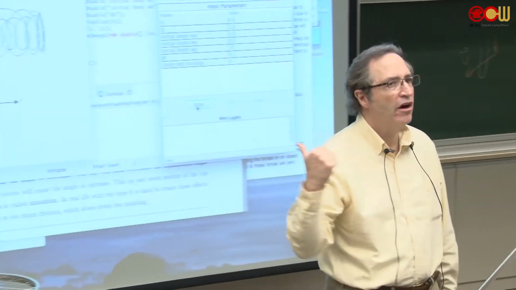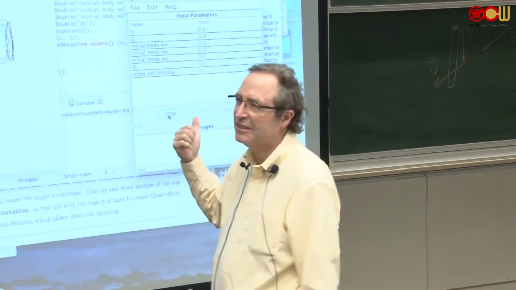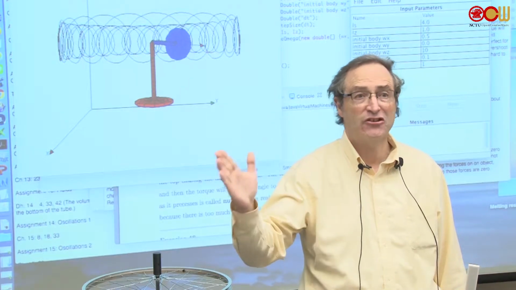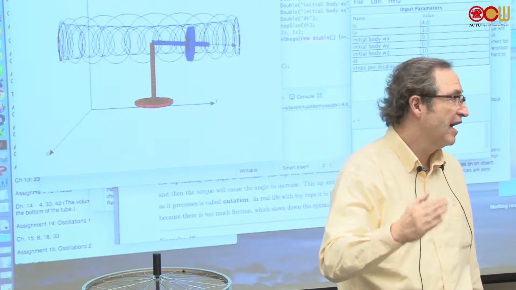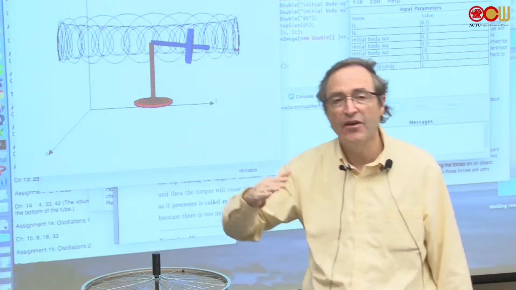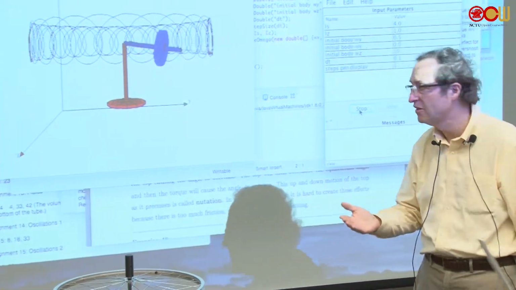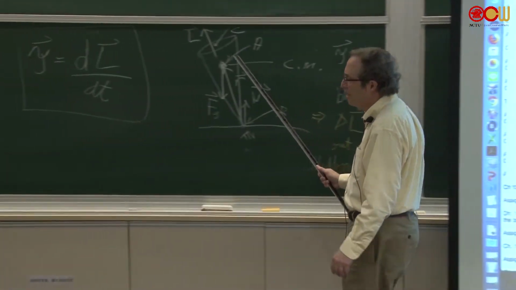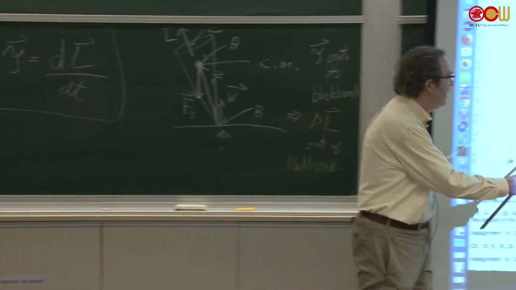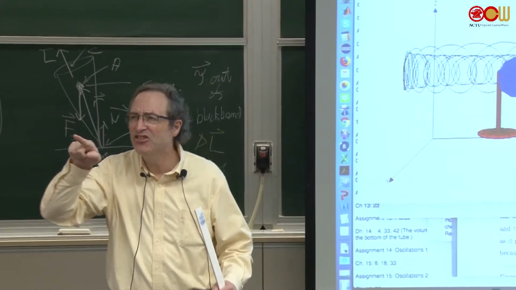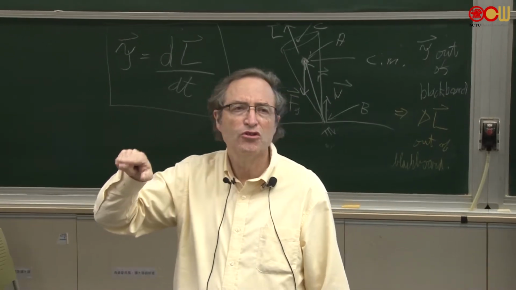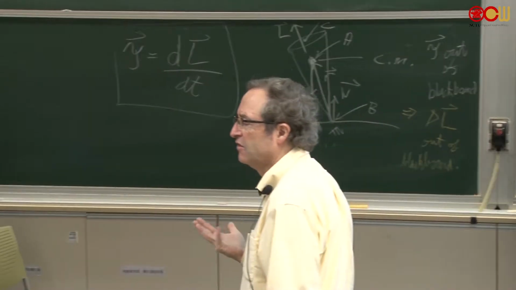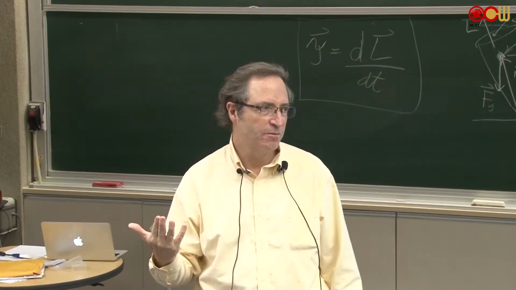And there's no way in the world that you can really explain this without thinking of angular momentum as a vector and torque as a vector, and trying to figure out what the change in direction is. Also, notice the following important point. The torque on the spinning object does not change the spin, because all the torques on that object are perpendicular to the angular momentum due to the spin.